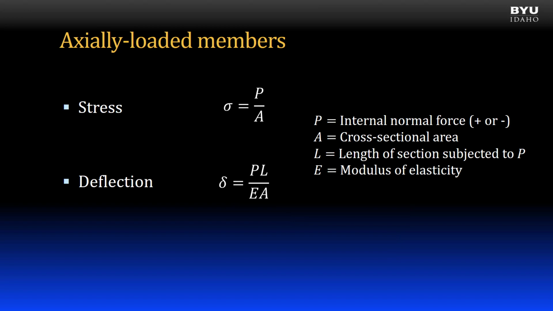The stress in an axially loaded member is normal stress, and is computed as the internal normal force divided by the cross-sectional area, with the area taken perpendicular to the member axis. When an axially loaded member is loaded in tension, it gets longer. When loaded in compression, it gets shorter. The change in length, or deflection, is computed as the internal normal force times the length divided by the material modulus of elasticity and cross-sectional area.